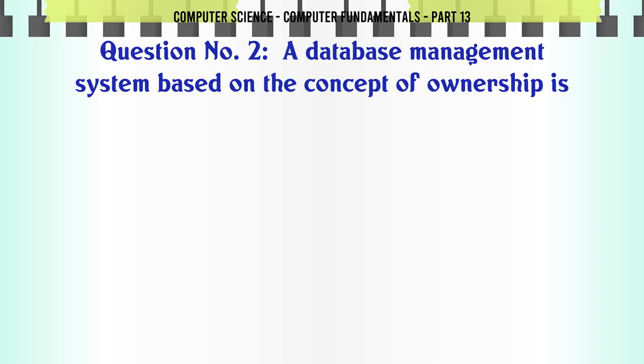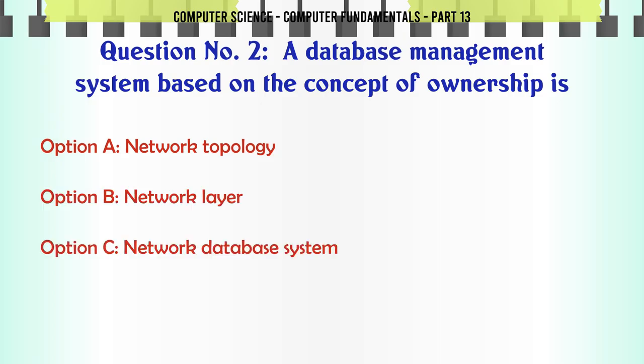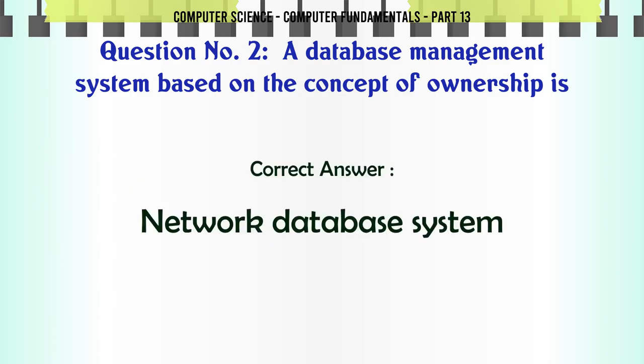A database management system based on the concept of ownership is: A. Network topology. B. Network layer. C. Network database system. D. Network license system. The correct answer is Network database system.